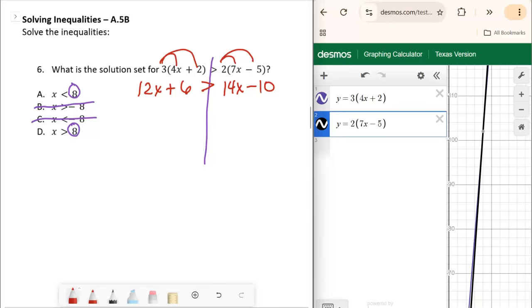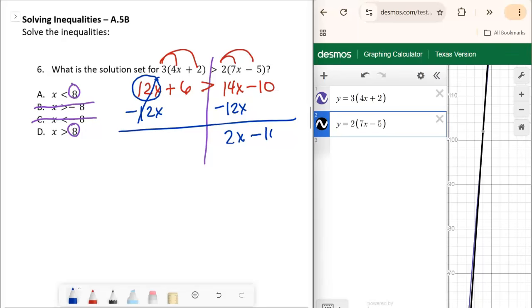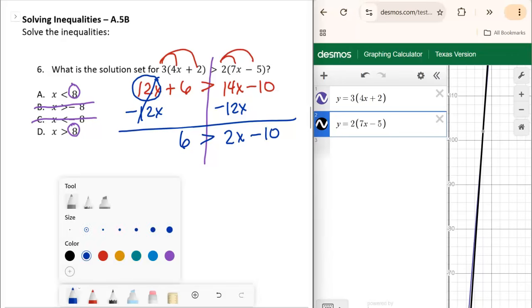Okay, then we have to move the smallest variable. So the smallest variable is right here. That's minus 12x, minus 12x. That gives me 2x minus 10. Bring the sign down, 6. See do.